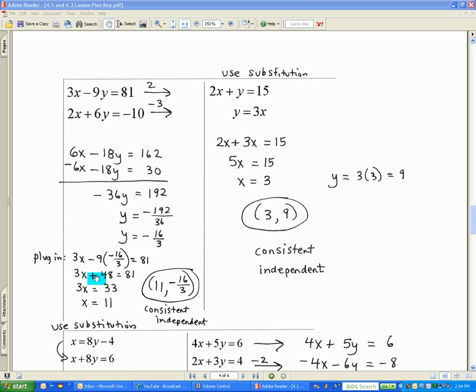3x plus 48 equals 81. Subtract 48 from both sides. 3x is 33. Divide by 3, x is 11. Our ordered pair answer is 11, comma negative 16 thirds. This is a consistent and an independent system. In other words, it looks like an x.